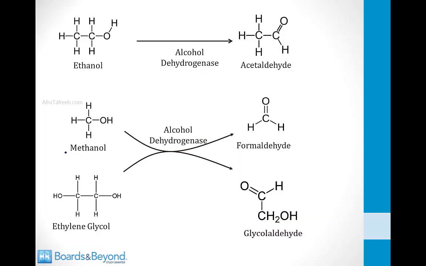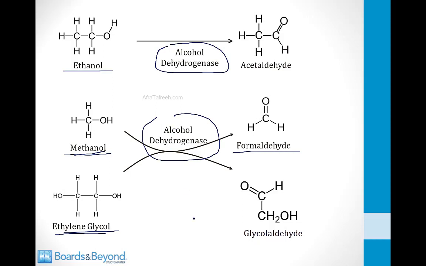On the screen, I've shown the chemical structure of methanol and ethylene glycol, and you can see that their structures are similar to ethanol, so it should make sense to you that they can also be metabolized by the enzyme alcohol dehydrogenase. In the case of methanol, alcohol dehydrogenase converts that structure into formaldehyde, which can go on to form formic acid, which is toxic. Ethylene glycol can be converted to glycoaldehyde by alcohol dehydrogenase, and glycoaldehyde can go on to form oxalate and other structures which are toxic to the body.